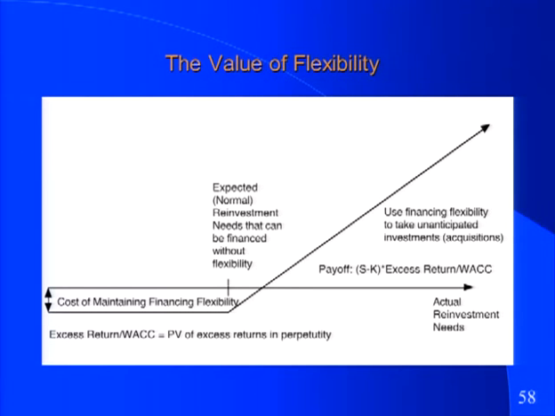Now, is it possible that you stay at 10%, that acquisition that you were hoping for never shows up? Sure. In which case, what have you lost? What is the cost of being at 10% when your optimal is 40%?